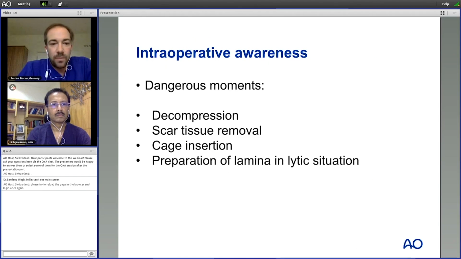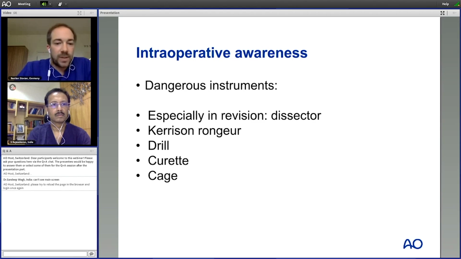So, dangerous moments in the literature and in our experience are decompression, of course, scar tissue removal, cage insertion, and sometimes preparation of the lamina in lytic situation or in congenital situation, because you have anomalies in the lamina. So you can do dural laceration, also you are not in the spinal channel. And dangerous instrument, especially in revision, is the dissector. You see a case later where there was a dural leakage because of a dissector in scar tissue.